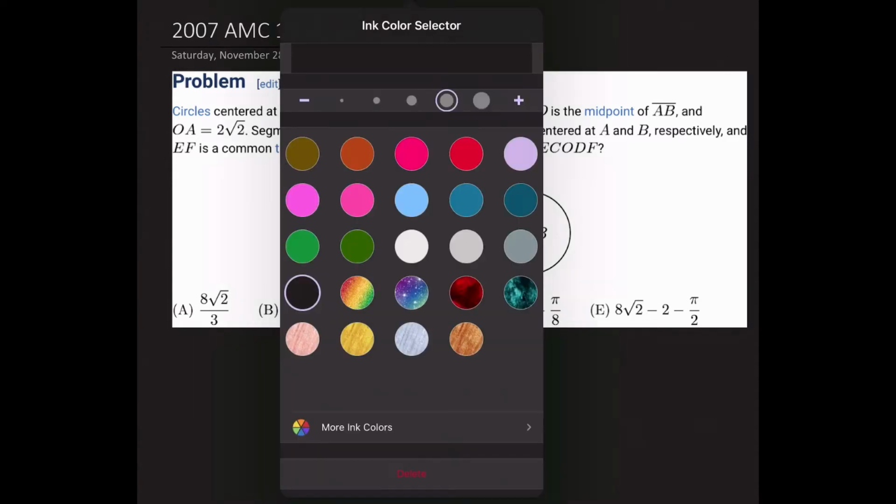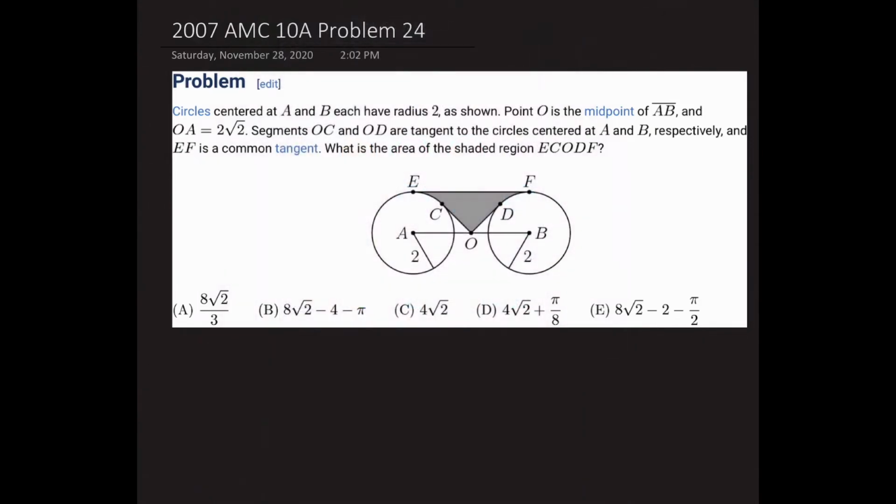So the first step that I did in this problem was I connected EA, so I had segment EA, and I connected BF. Next, I connected AC, and then I connected BD, or DB. So one way to do this problem is to find the area of rectangle EABF and subtract out all the areas that aren't shaded. So let's see what happens when we do that.